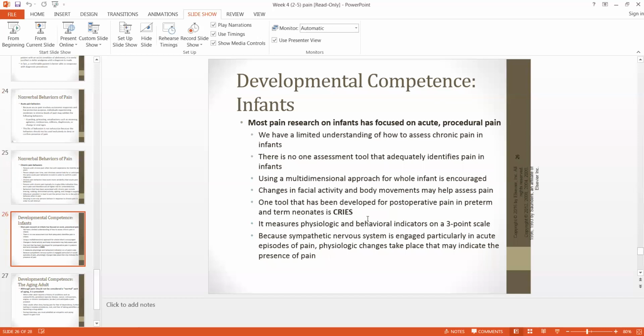So we're going to observe that infant and their behavior around certain procedures, when we move them, when we touch certain parts of their body, when we put shoes on them, things of this sort that may be eliciting pain.